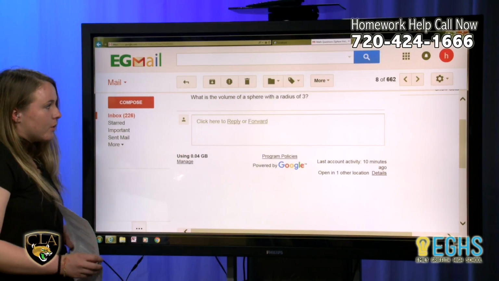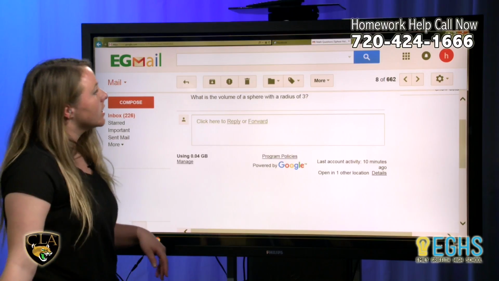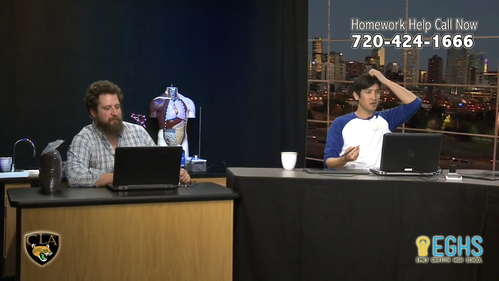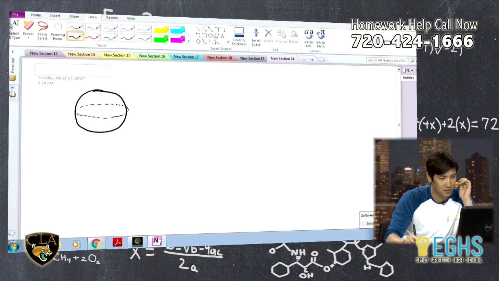What is the volume of a sphere that has a radius of 3? All right, so this is really just kind of a formula question. So I'm going to write this out. Remember, a sphere looks something like this, and it's three-dimensional. This is the way they're typically drawn, with little circles inside to give it that effect of three dimensions.